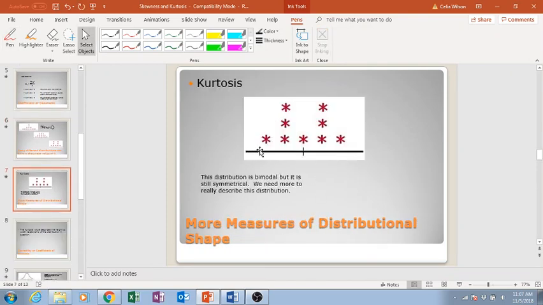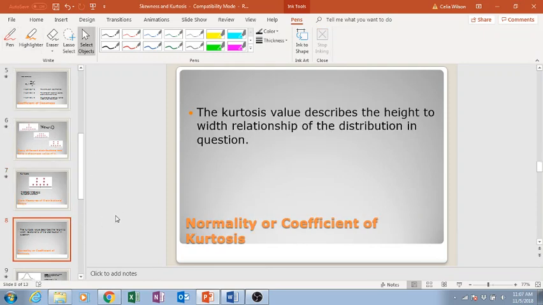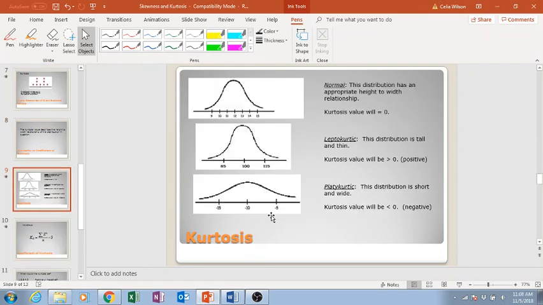And that is kurtosis. This one is bimodal, which it does have 2 modes, but it is still symmetrical. We need more to really describe this distribution, right? Okay, and so that is kurtosis. Kurtosis describes the height to width relationship in the distribution. And again, there is a formula for kurtosis. We'll look at that in just a second.